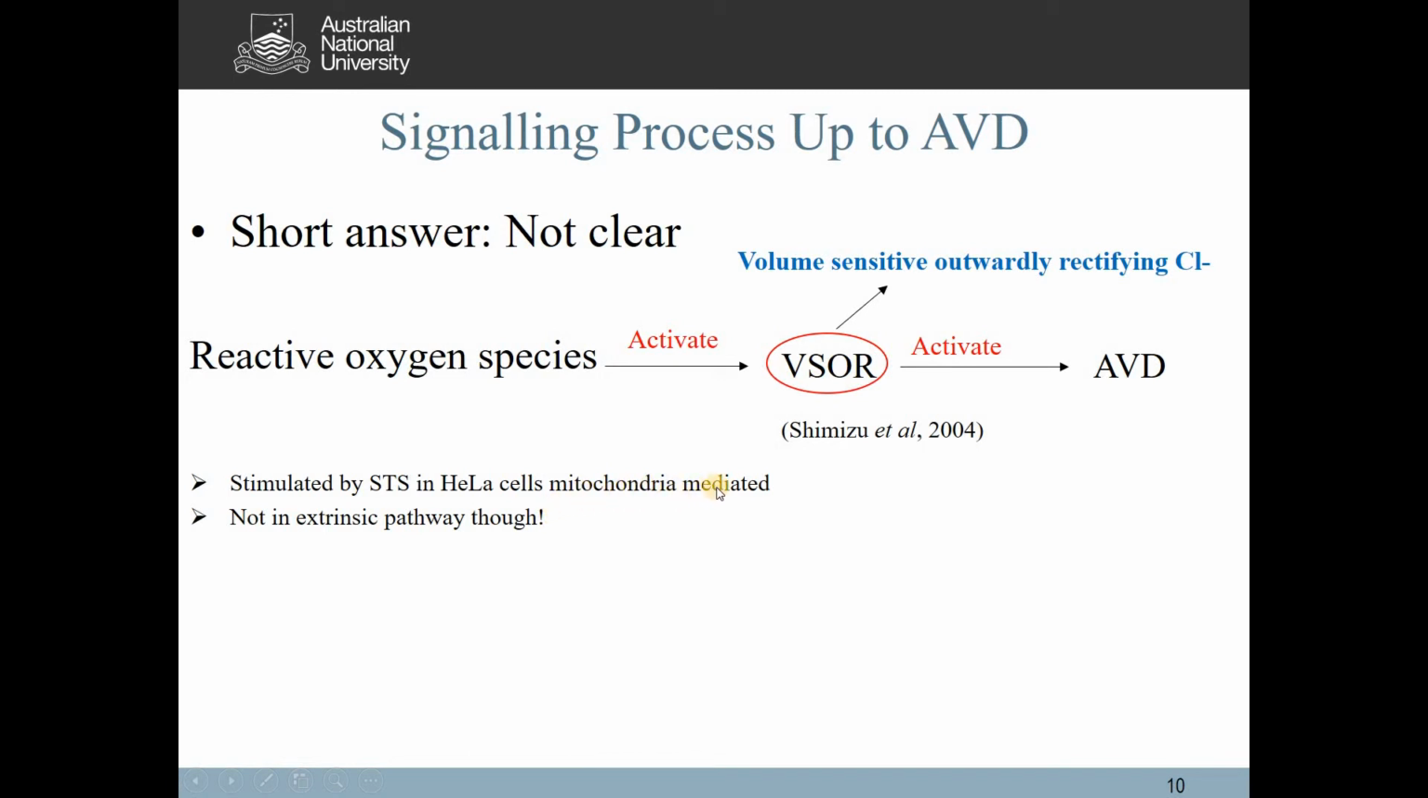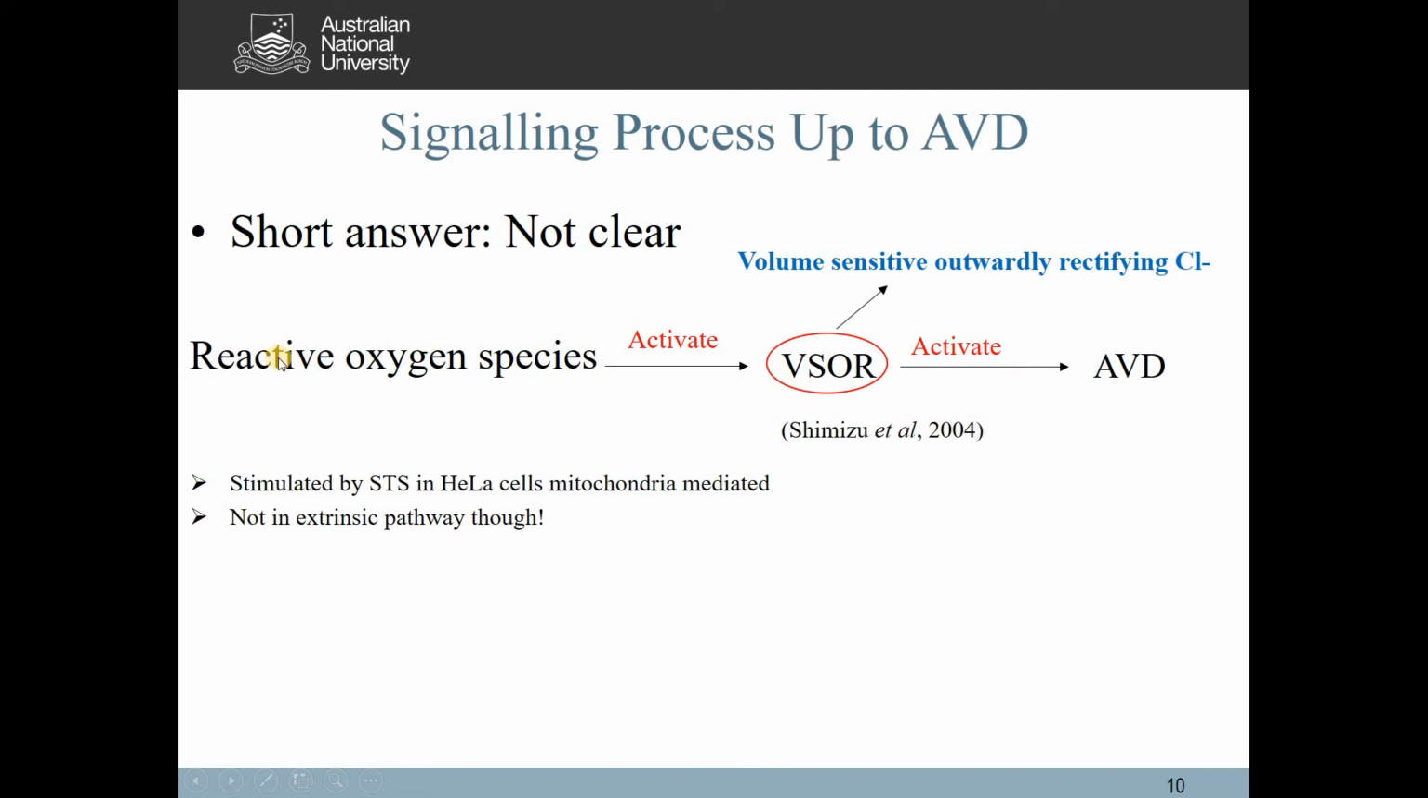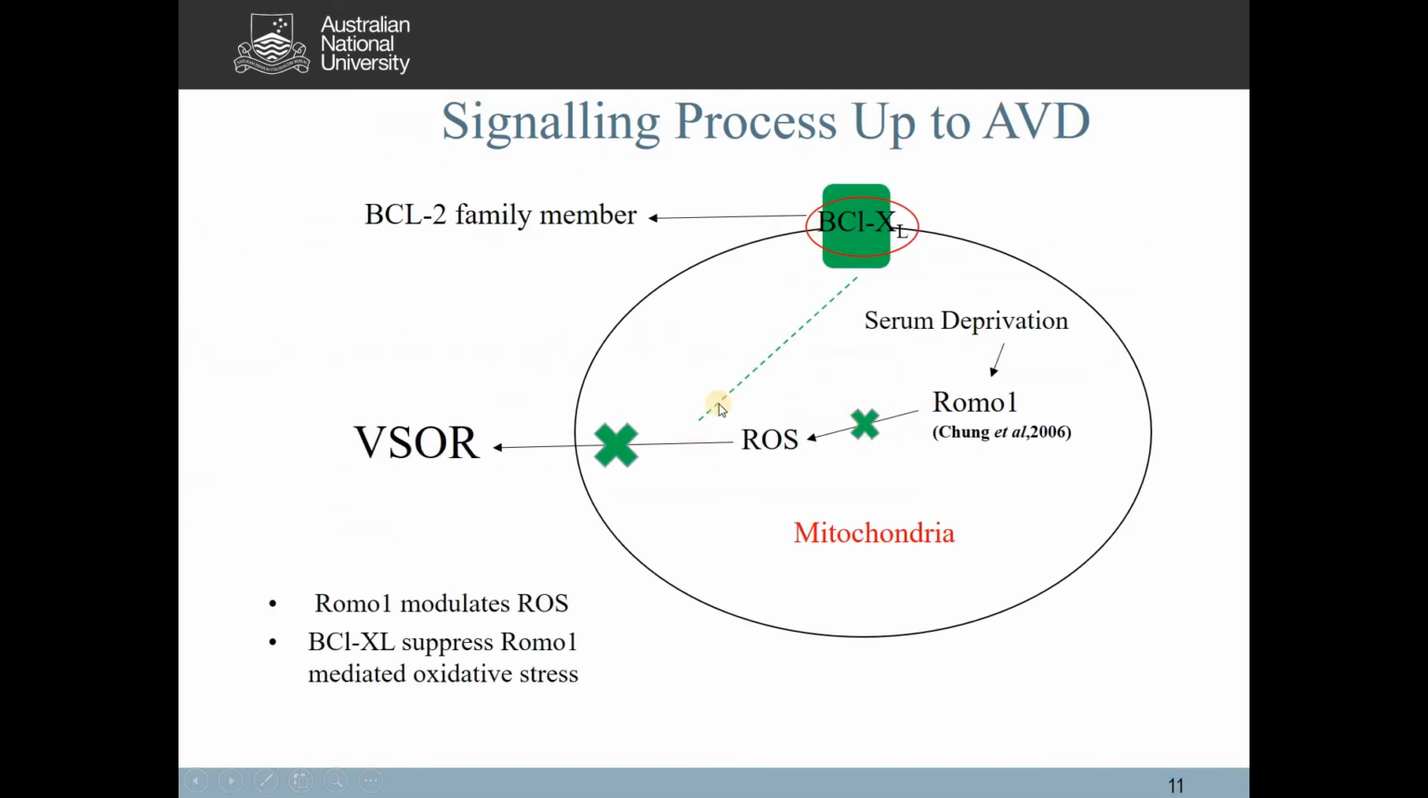But there was another report done. What he found is that in the mitochondria, if there's a serum deprivation, serum is a nutrition, it's nutrition for a cell to grow, translate, transcribe, and have the essential nutrients and microelements to grow. If we ever lack that serum, it would activate ROMO1. ROMO1 is a novel protein that modulates the production of reactive oxygen species. So if it produces reactive oxygen species, this must give rise to the VSOR channel, and this VSOR channel must give rise to AVD.